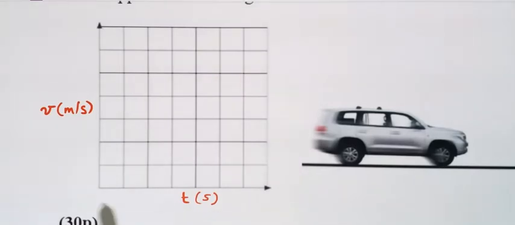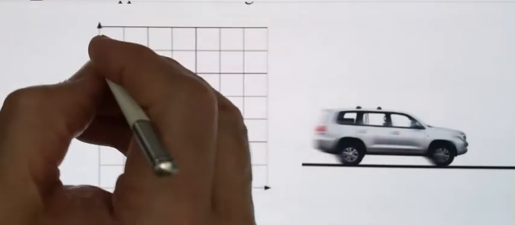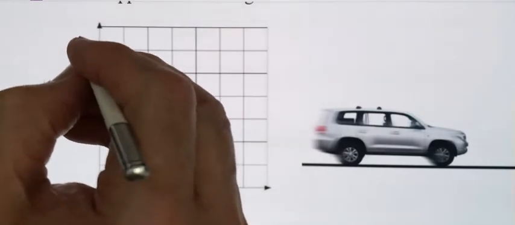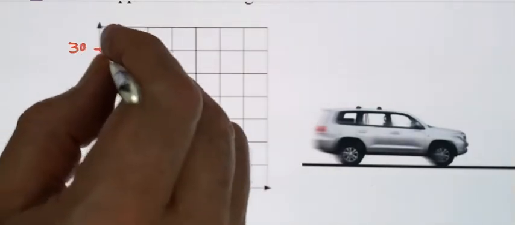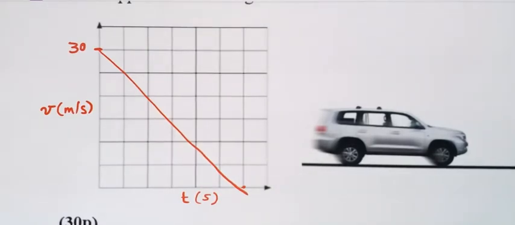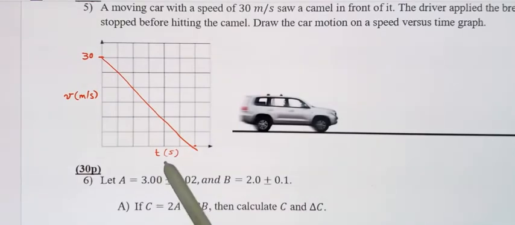So his initial speed was 30. So 5, 10, 15, 20, 25, 30. So this is 30. And then final speed is 0. Final speed is 0. And it's just a straight line between 30 and 0. So that's the answer. This has a mark, this has a mark, the number has a mark, and it has to end at 0.